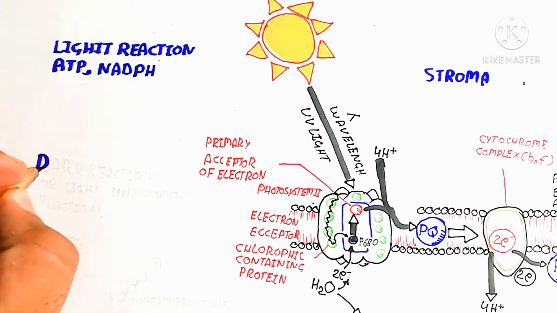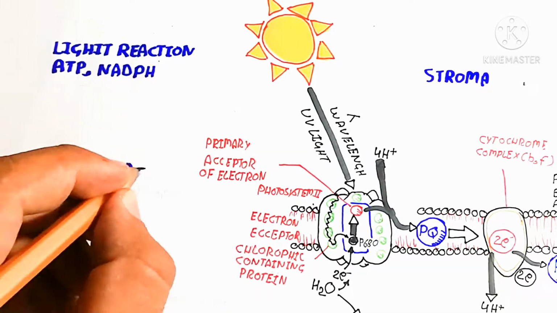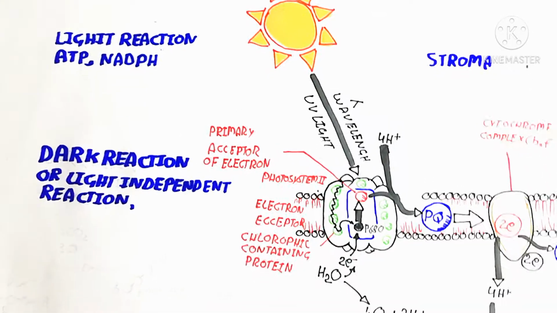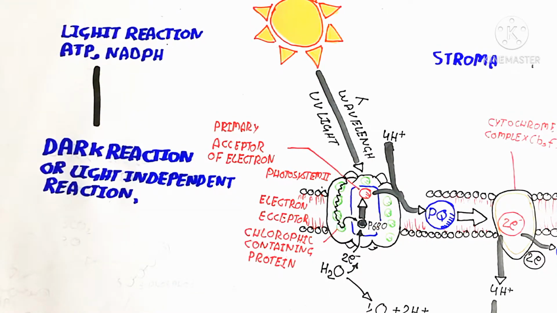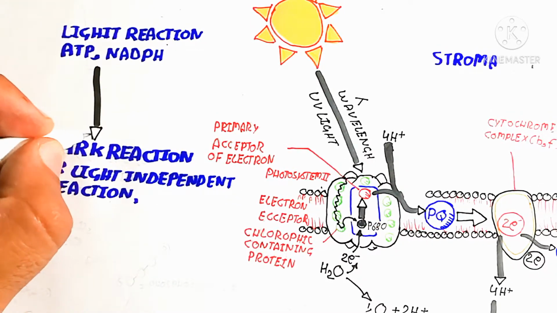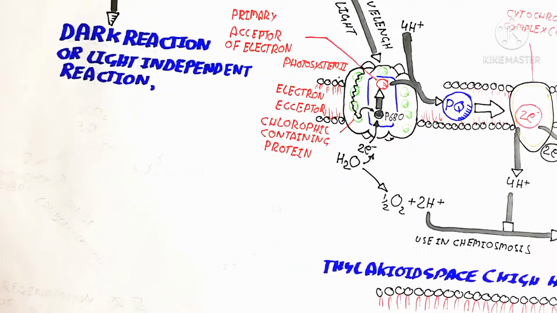These products of the light reaction, ATP and NADPH, go into the stroma, where there are many more RuBisCO compounds or ribulose bisphosphate present. This RuBP is the protein content, and it is used enzymatically.